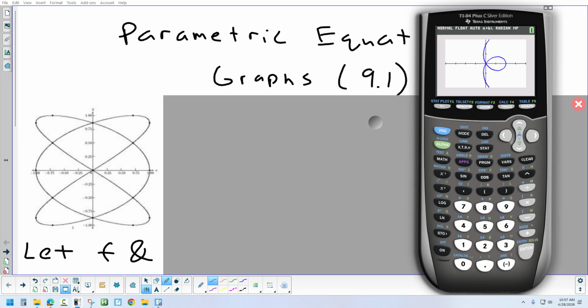Can also do something like this to it. Is this stuff that you do in calc? In calc? You might do a little bit with polar and parametric in calc. I guess it depends on the teacher and the topics.